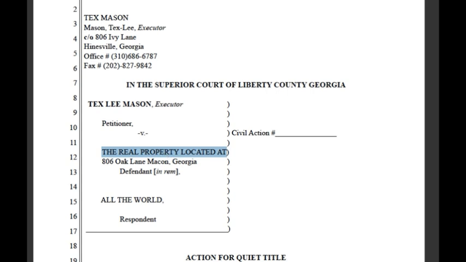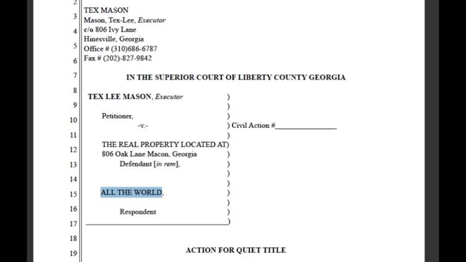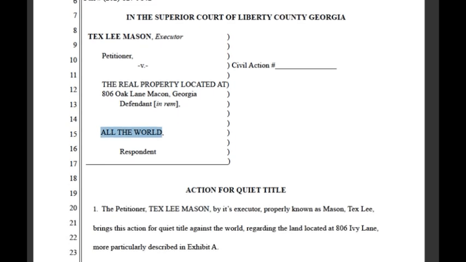So you're asserting your estate as the executor in that land, saying that this other defendant, which is going to be all the world, and it may be MERS, it may be Bank of whatever. It just depends; you've got to read the statutory requirements of quiet titling in your state. We're covering 80% of it, but you may have to tweak it if you use our template.